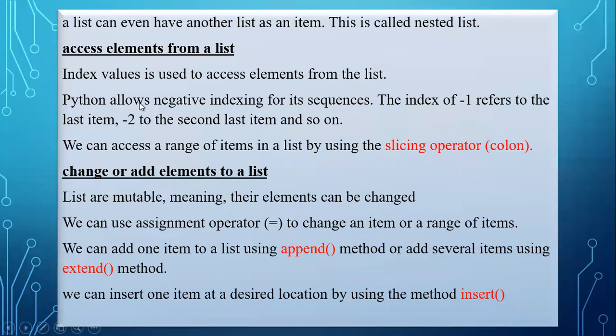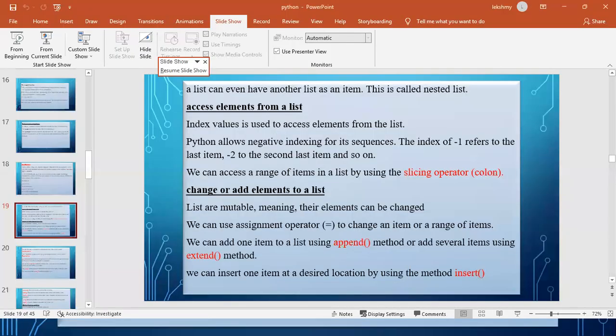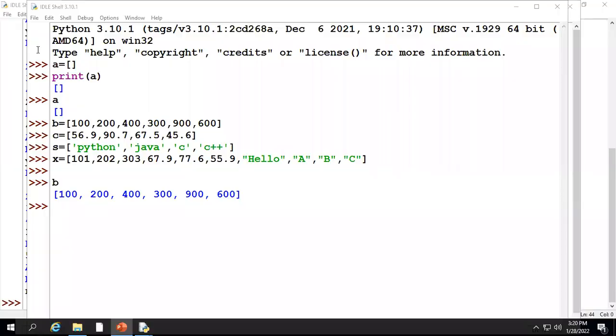Only Python allows negative indexing for its sequences. Positive indexing, as I told, starts from 0. If it is negative indexing, the index of -1 refers to the last item. That means it comes from the backward direction. -2 refers to the second last item, -3 like that it will go. So we will see how we are going to access single items.